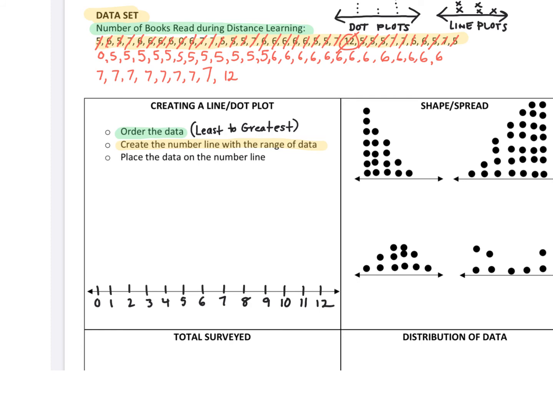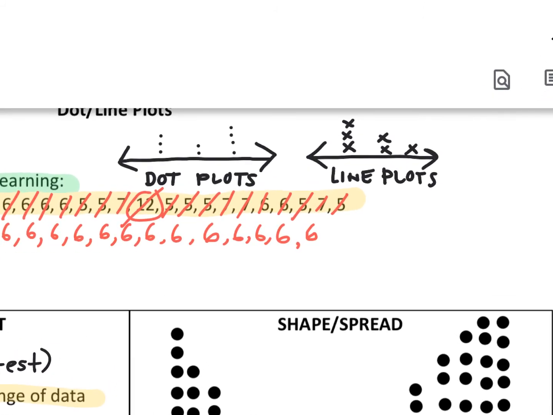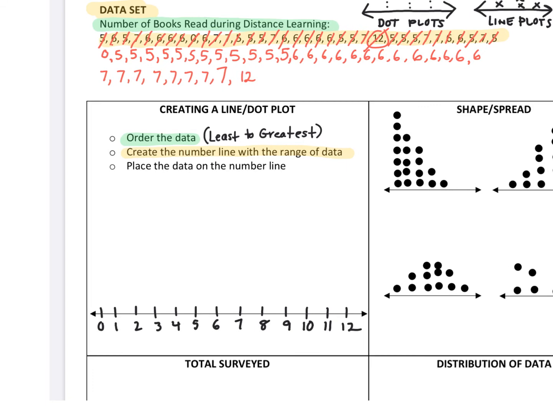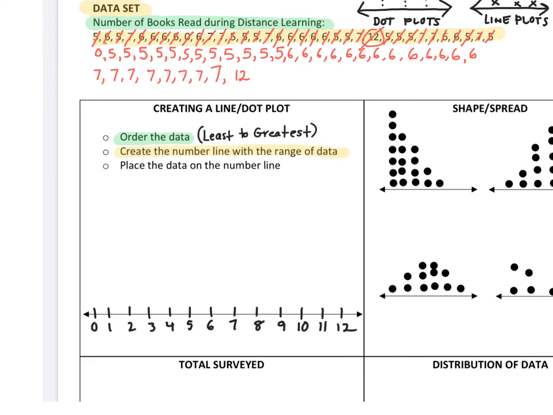Now we can do a dot plot or a line plot. I don't care. Remember, a dot plot has dots, a line plot has X's. I'm lazy, so I'm going to do dots, if that's okay with you guys. All right. So I like to use my highlighter because it helps me. You can use yours if you want. I have 1 0. Therefore, I'm going to get my pencil and I'm going to put 1 dot on 0. Okay, there we go.